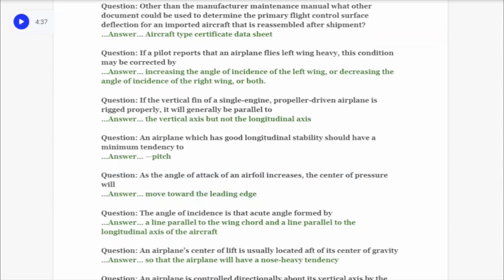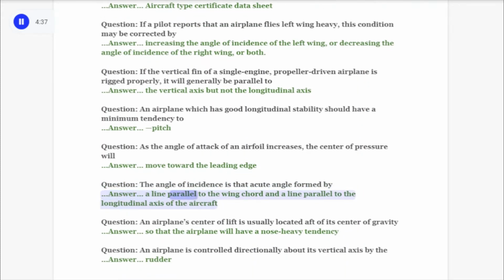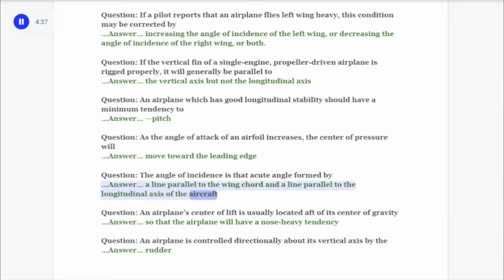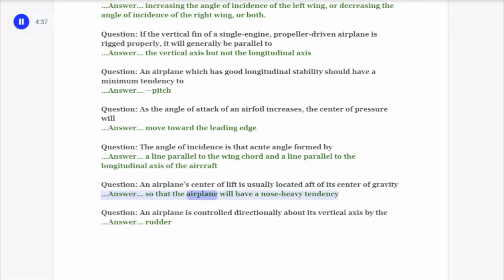Question: as the angle of attack of an airfoil increases, the center of pressure will? Answer: move toward the leading edge. Question: the angle of incidence is that acute angle formed by? Answer: a line parallel to the wing chord and a line parallel to the longitudinal axis of the aircraft. Question: an airplane's center of lift is usually located aft of its center of gravity. Answer: so that the airplane will have a nose-heavy tendency.